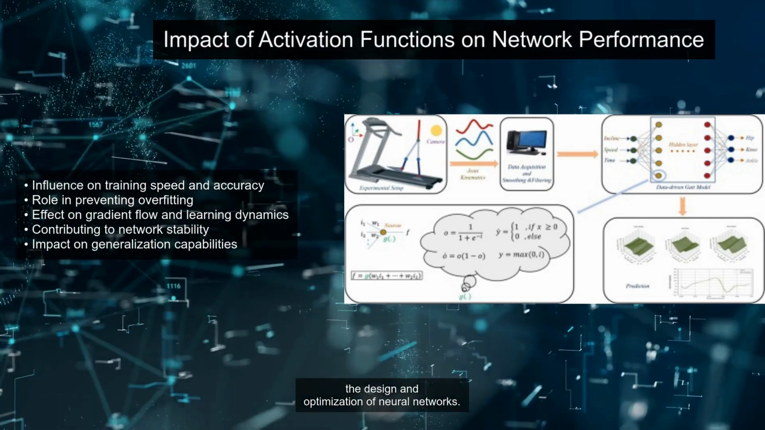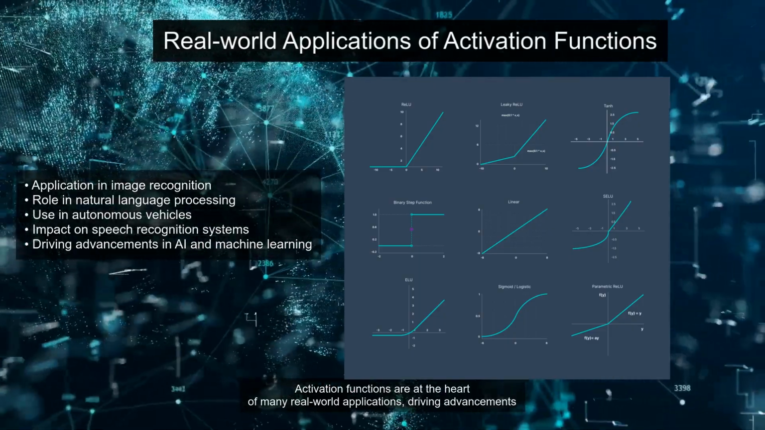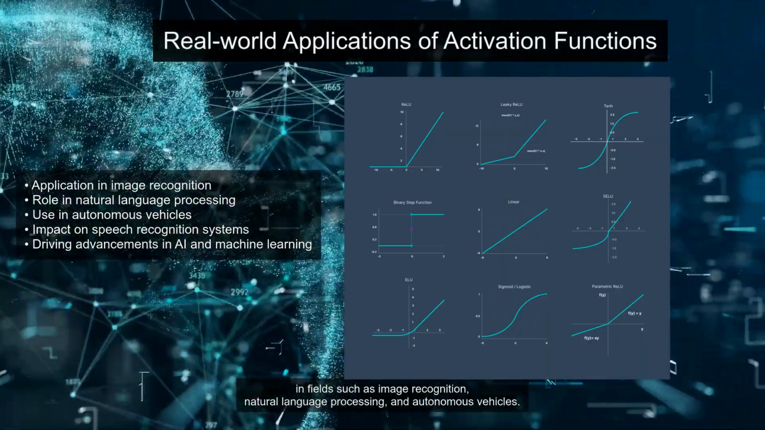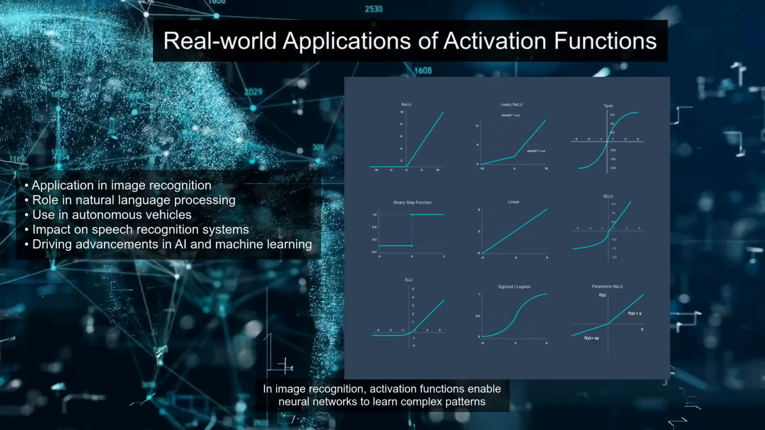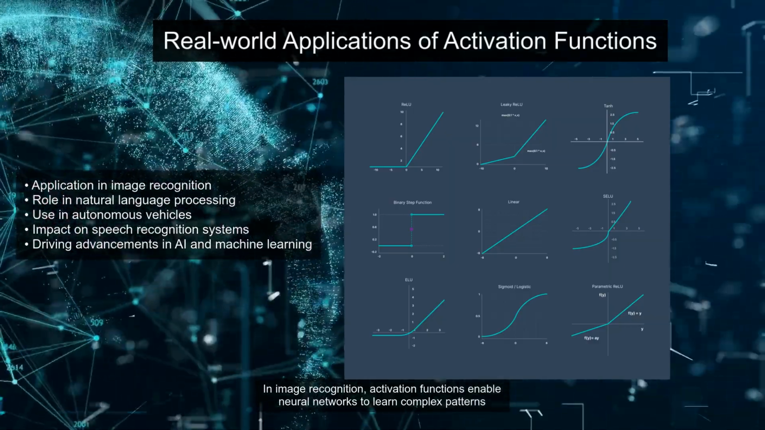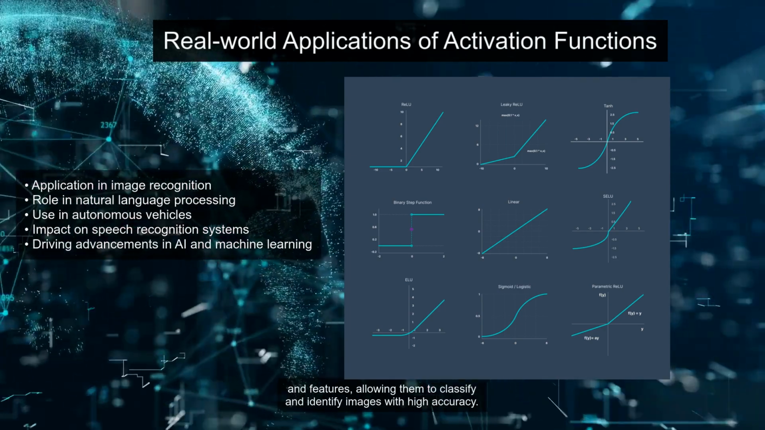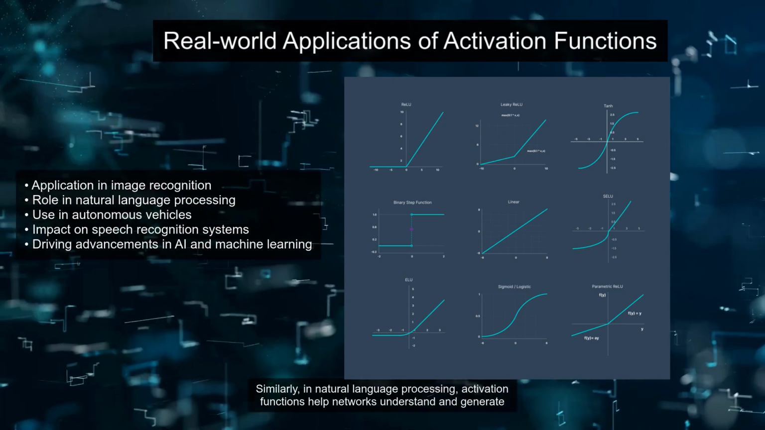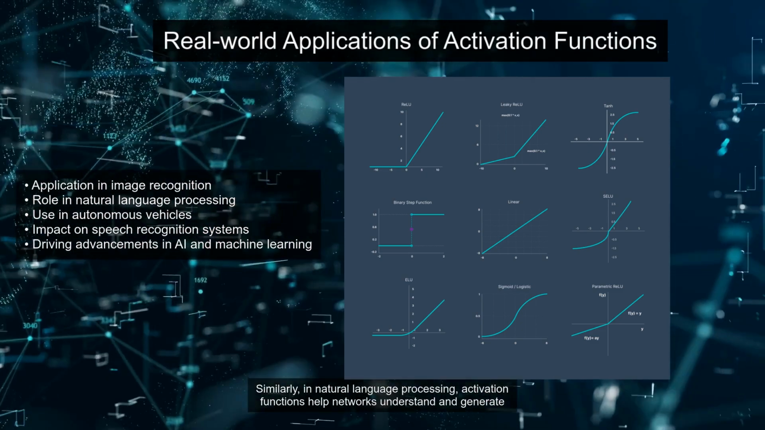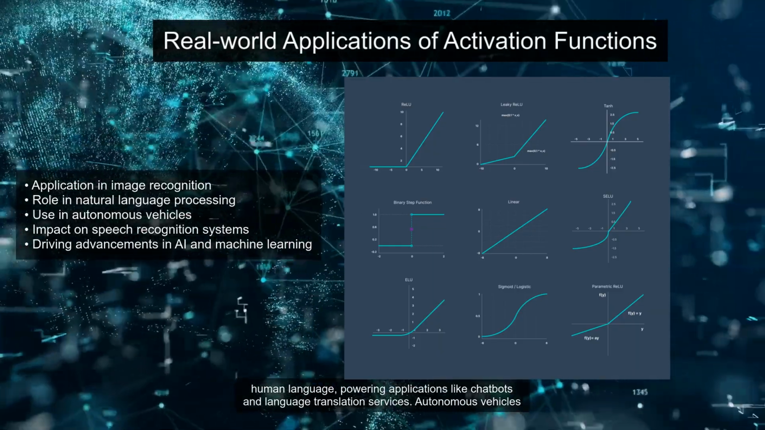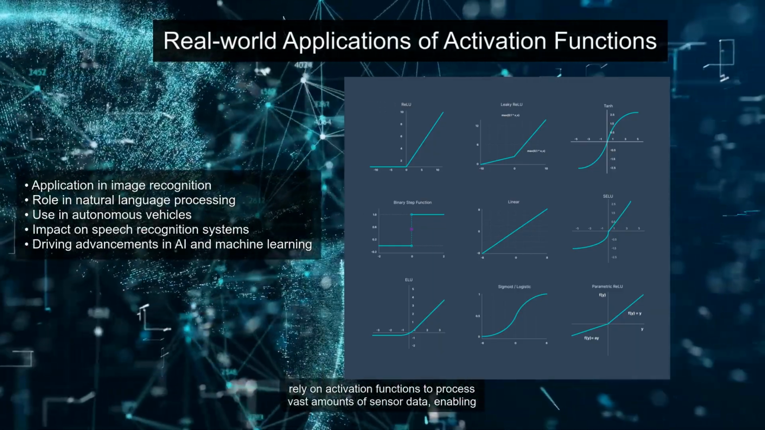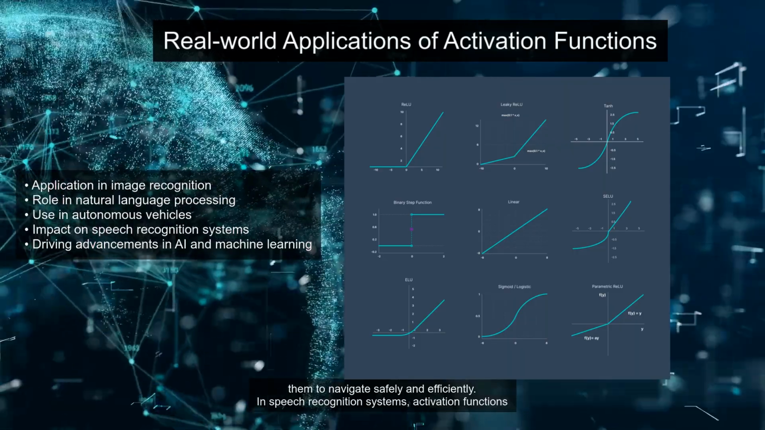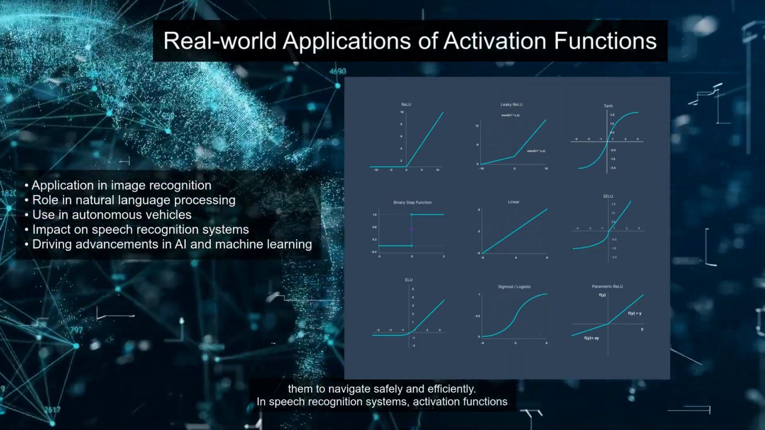Activation functions are at the heart of many real-world applications, driving advancements in fields such as image recognition, natural language processing, and autonomous vehicles. In image recognition, activation functions enable neural networks to learn complex patterns and features, allowing them to classify and identify images with high accuracy. Similarly, in natural language processing, activation functions help networks understand and generate human language, powering applications like chatbots and language translation services.